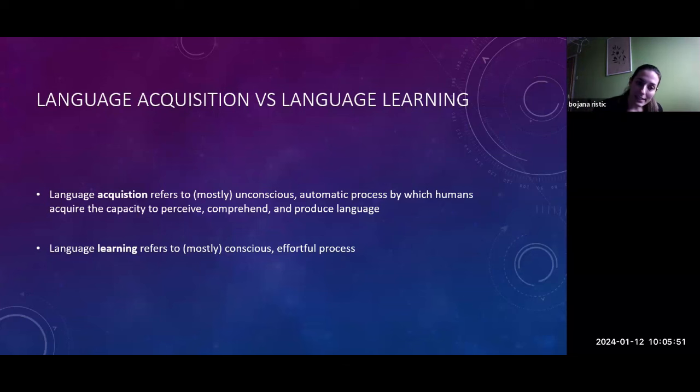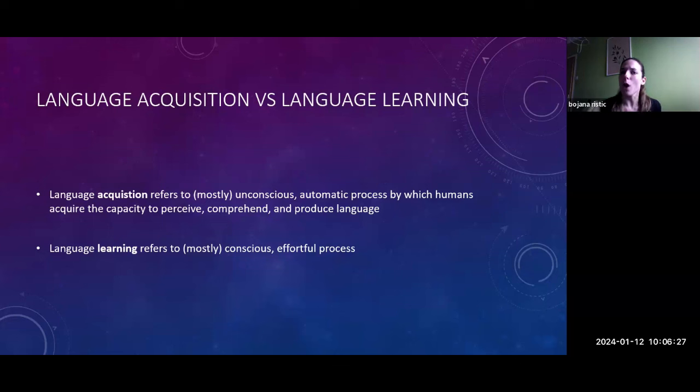Whereas language learning refers to a mostly conscious, effortful process. A typical example of language learning is me starting to learn Slovenian last year. This is a very effortful process. I have to think about the rules. I have to think about what I'm going to say, the application of the rules. I have to think about my knowledge when I am applying my knowledge, right? Whereas with our native languages, the languages we acquire as babies, from birth, this is effortless.